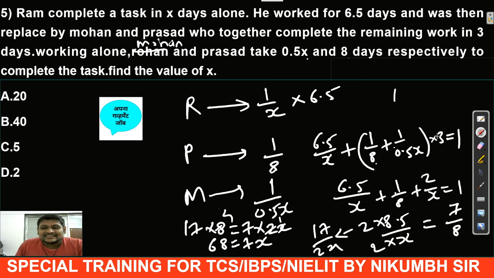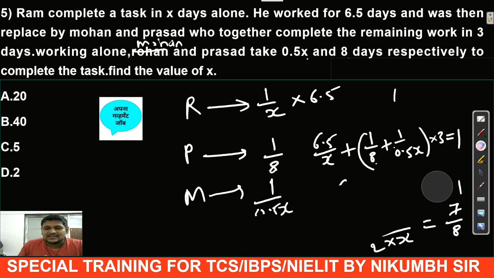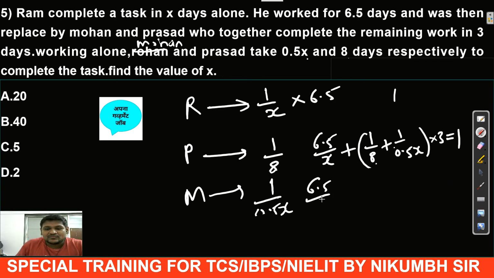Okay, fine, sorry. This 3 we didn't multiply, na? See how the mistake happened. That's why we have to do it step by step. The same mistake happens in the exam hall also. So what you will do, first multiply by 3, so 6.5x plus, sometimes in a hurry it happens. So 1 by 2, 3 by 8, and 3 into 2, 6 by x.